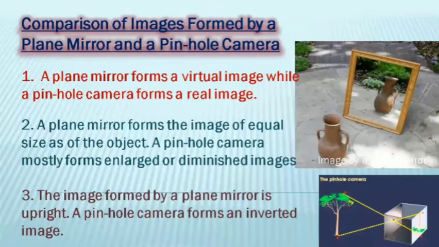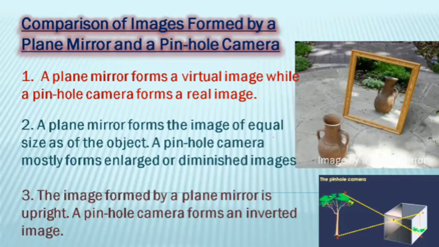Now we will see a comparison of images formed by a plane mirror and a pinhole camera. Number one, a plane mirror forms a virtual image. It means we cannot get it on the screen. When we remove the object, the image will be removed because it is formed at the back of the mirror. But with a pinhole camera, we get a real image.